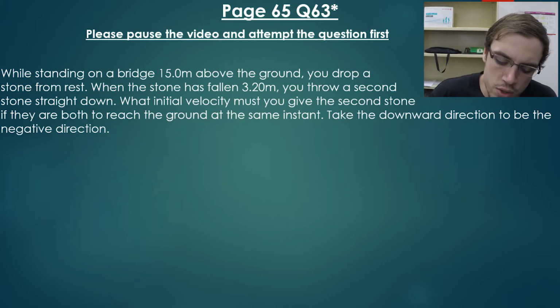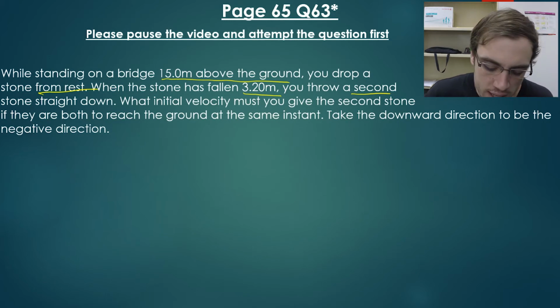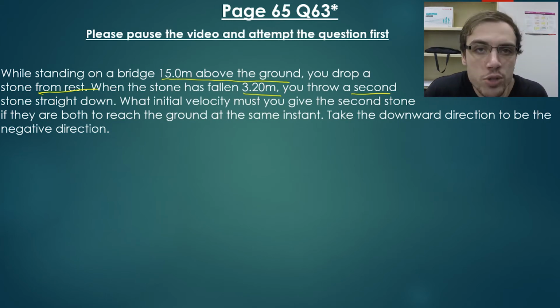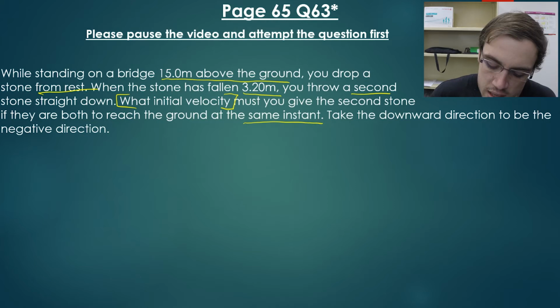Okay, so let us now push on to question 63. While standing on a bridge 15 meters above the ground, you drop a stone from rest. When the stone has fallen 3.2 meters, you throw a second stone straight down. So I've got a system involving two different objects that are moving. What initial velocity must you give the second stone if they are both to reach the ground at the same instant? Take the downward direction to be the negative direction.